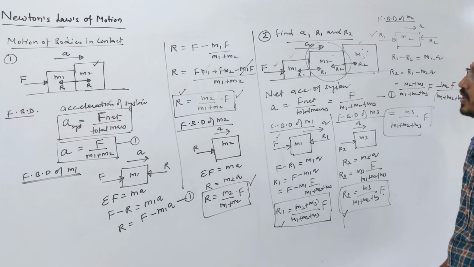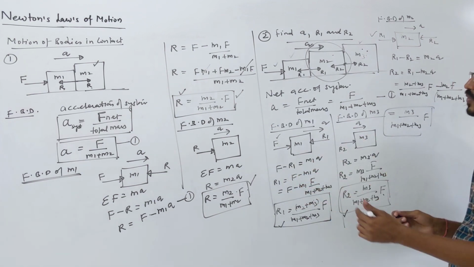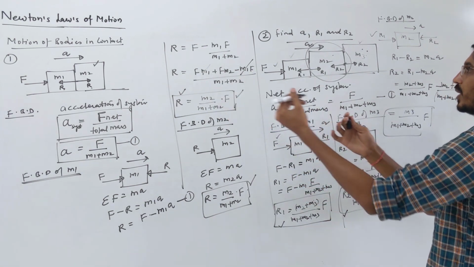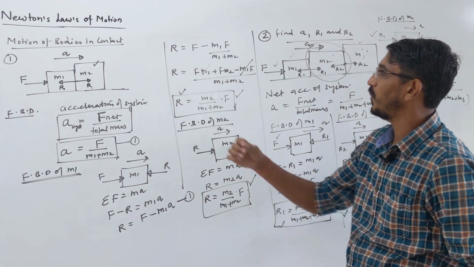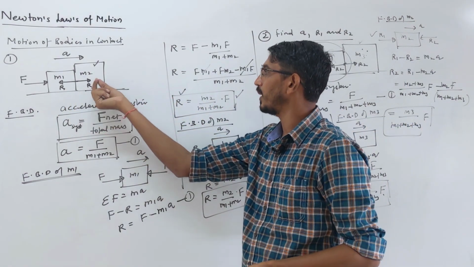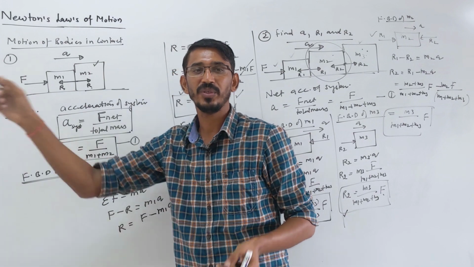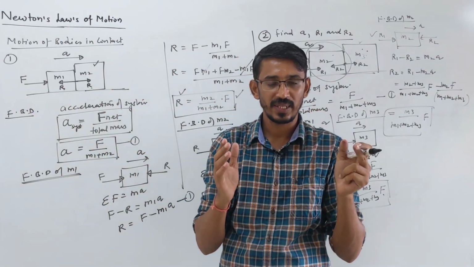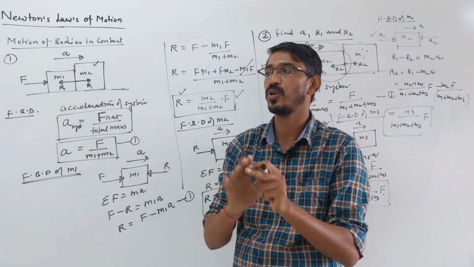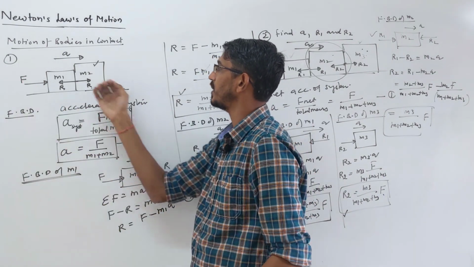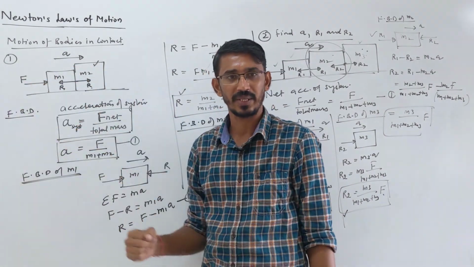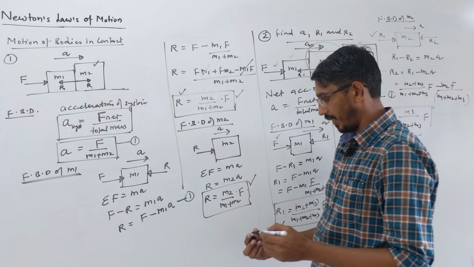So this is the motion of bodies in contact. We apply force on one body, and all move together. Also, what is important here? You cannot pull this system, because the bodies are not glued together. They are just in contact. So you always have to push this system. You can push from this side, you can push from that side, it doesn't matter.